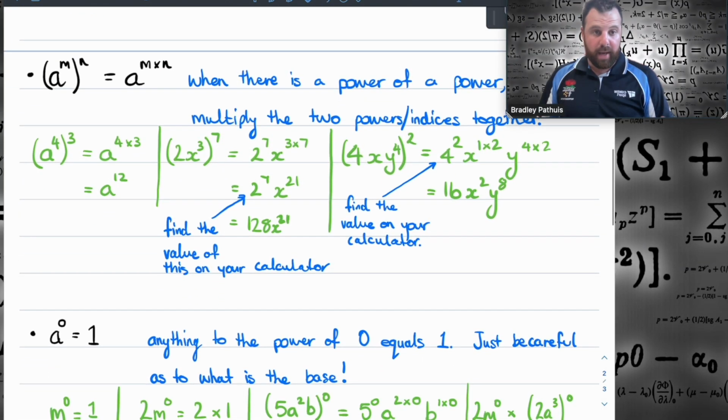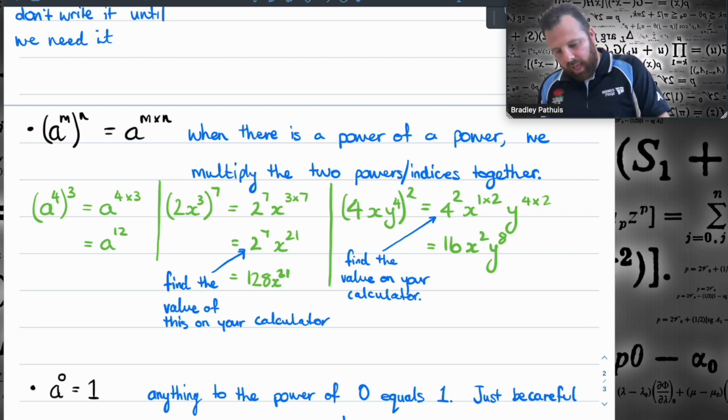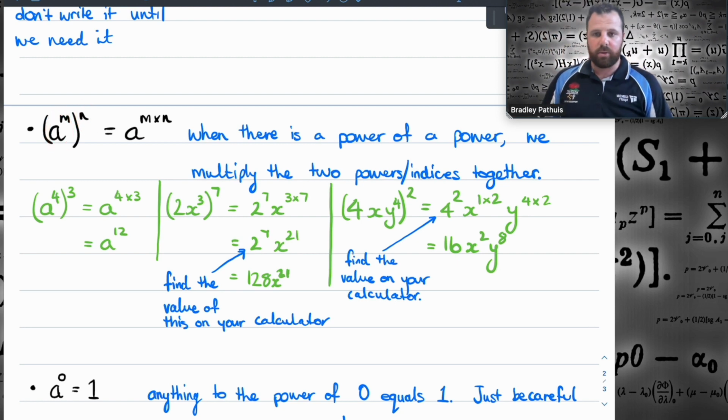If you turn over that page, the next index law that we have is the power of a power. I have a to the power of m, and that is all raised to the power of n. Well, when I have a power of a power, these just multiply together.